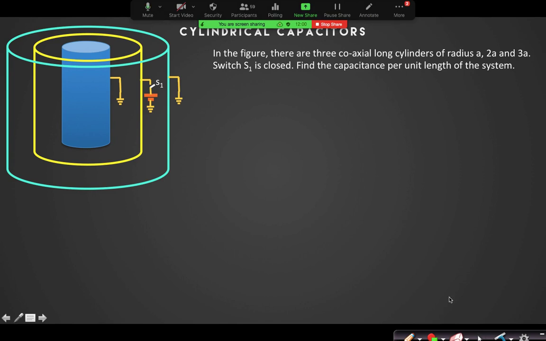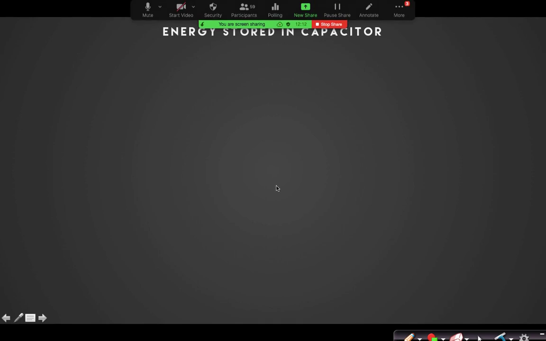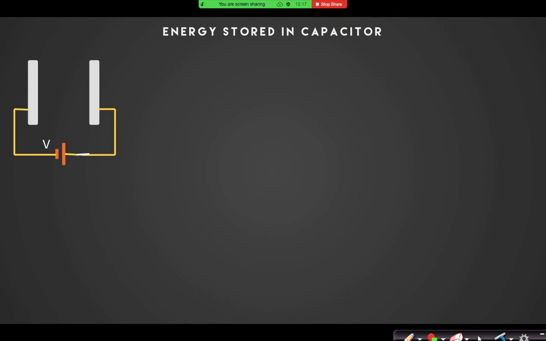Okay, so we'll move forward. Now today we are going to study another very important topic: energy stored in a capacitor. We have already seen that whenever there is an electric field, energy is stored inside that electric field. Do you remember the formula for energy stored per unit volume, the energy density for an electric field? Half epsilon E square. It is the energy stored in the electric field per unit volume.